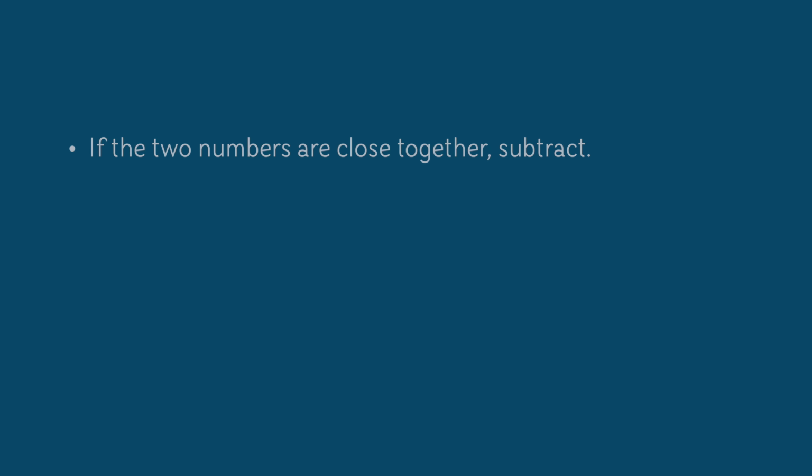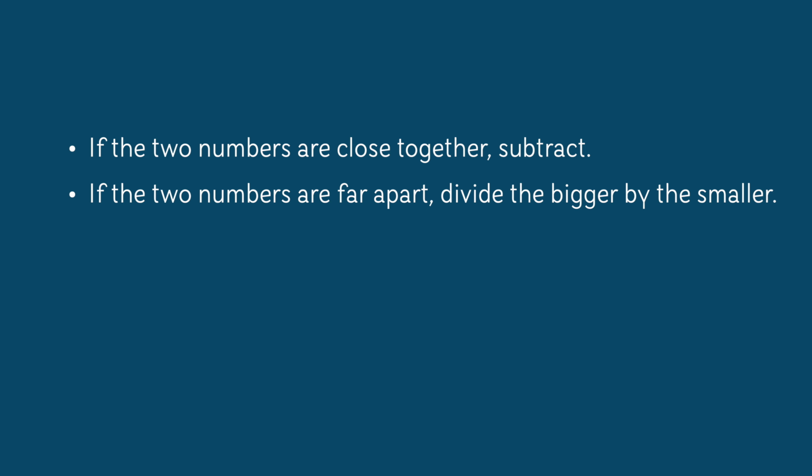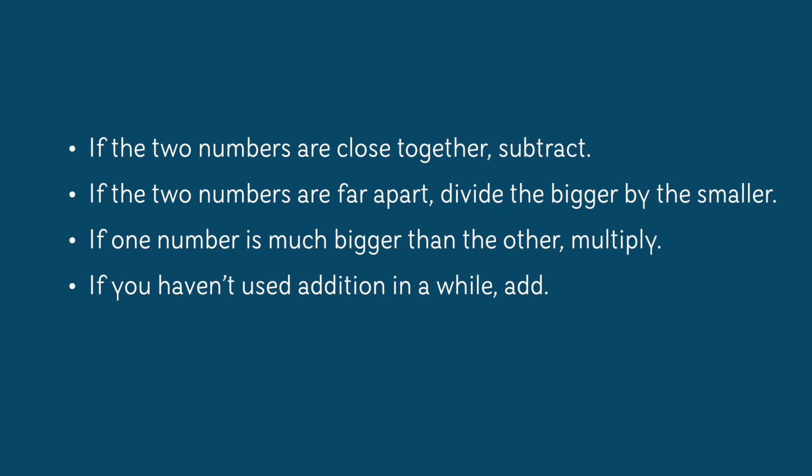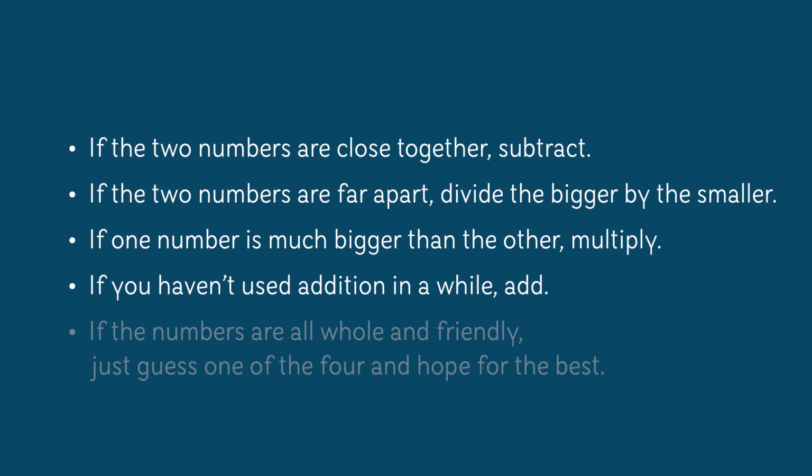If 2 numbers are close together, you subtract. If the 2 numbers are far apart, you divide the bigger number by the smaller number. If one number is bigger than the other, you multiply. If you haven't used addition in a while, you add. If the numbers are all whole and friendly, just guess one of the 4 operations and hope for the best. And if you've been in a classroom long enough, you've probably seen this kind of numbers-first thinking in action.